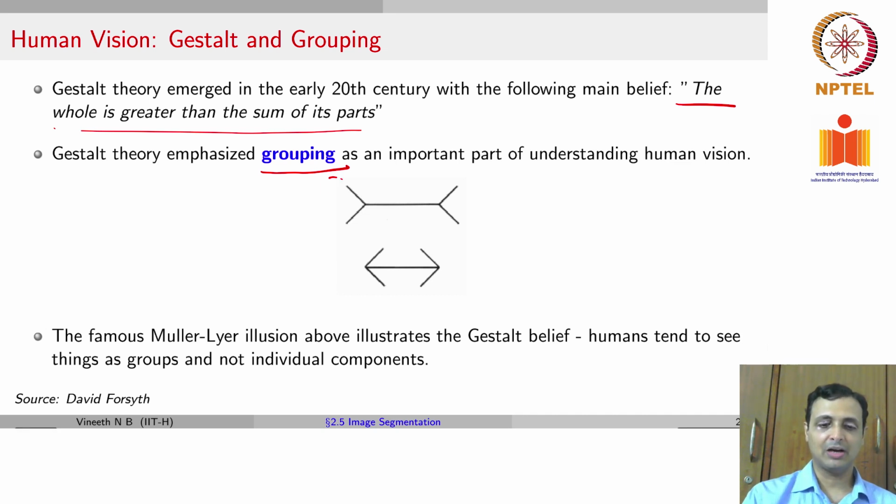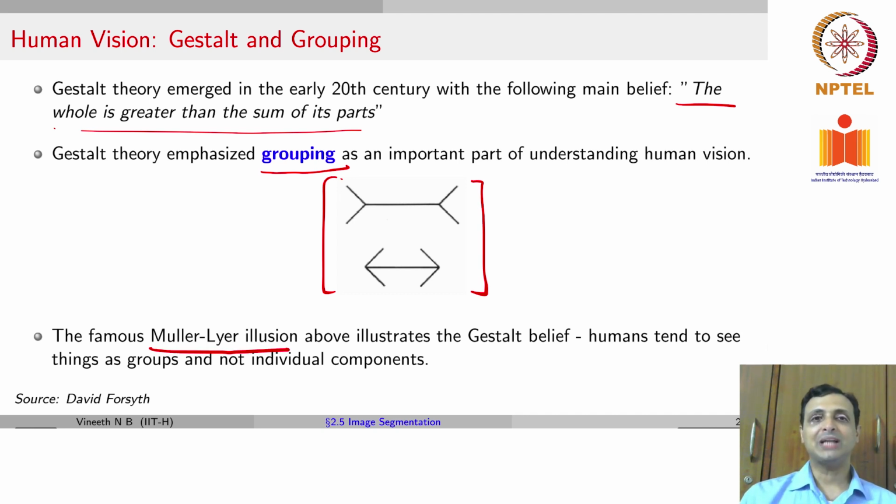So this is a very popular optical illusion. It's known as the Muller-Lyer illusion, which asks a viewer as to which of these horizontal lines is longer. And because of the human perception's bias towards viewing things as a group and not the individual components, the illusion actually arises here and makes one line look longer than the other, while the horizontal lines are exactly the same length in both of these images.